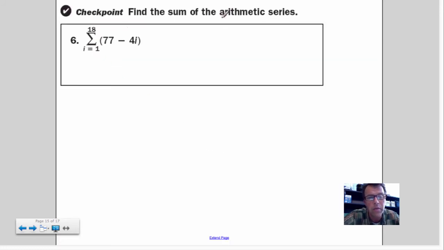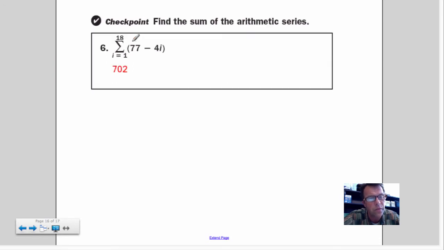Again, they tell you it's an arithmetic sequence, so I don't have to determine it. Plug in 1 for the first term, plug in 18 for the 18th term, use the formula, boom, you should get 702 for the answer. I think I did some work. I did, yep. So I got the first term when i is equal to 1. I got that a sub 1 is equal to 73. And when i is equal to 18, the 18th term, I got that was equal to 5.